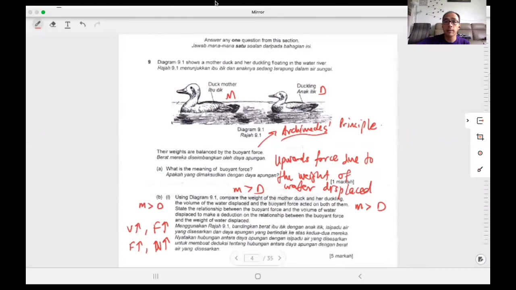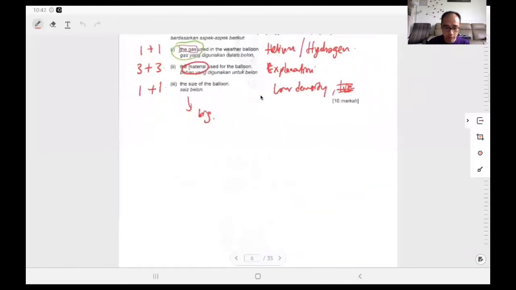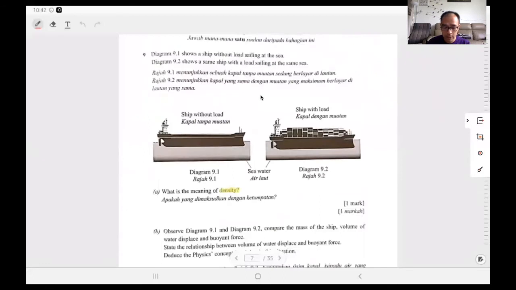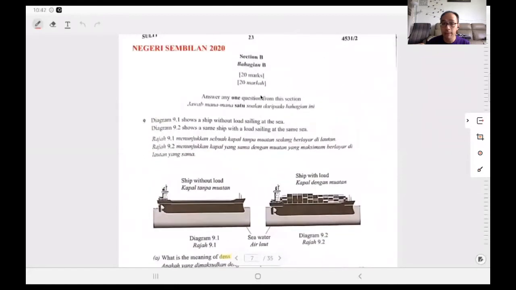Let me just check to see if there are any questions. No questions. All right, let me move on to the next question. This next question is almost the same. This is Negeri Sembilan 2020, but it talks about a whole different thing. This question is very interesting because there are 2 subtopics in it, and another state's question after this.